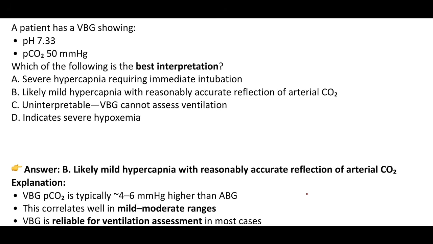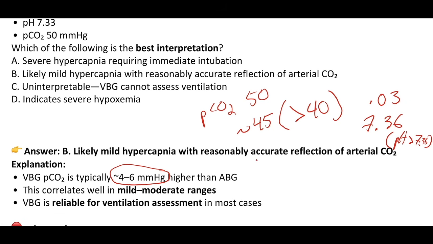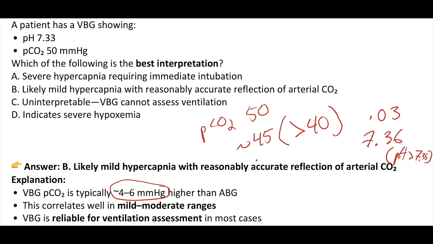Right, so VBG CO2 and pH are reasonably accurate. The CO2 is typically 4 to 6 higher than it is in the ABG. So in this question stem, the PCO2 is 50, so the real PCO2 in the ABG is probably somewhere around 45, which is just mildly higher than normal. That's often written as 40. pH, right, is usually 0.03 lower. So this pH says 7.33, but in reality, it's probably somewhere around 7.36, which is normal, right? A pH greater than 7.35 would be considered normal. So this correlates well in moderate ranges, and the VBG is reliable in most cases. Critical illness, though, can sometimes disrupt this.